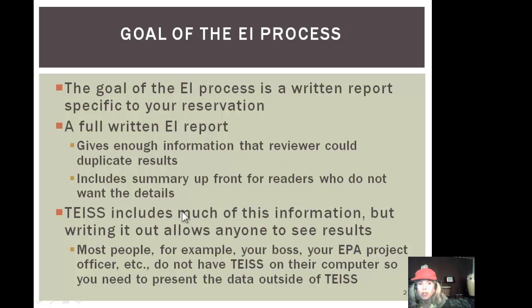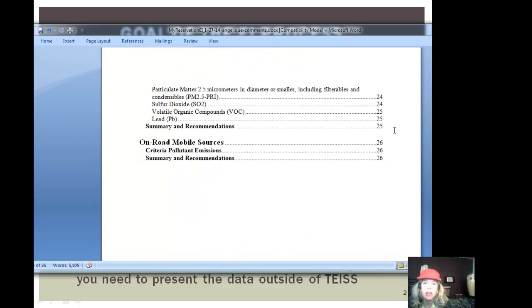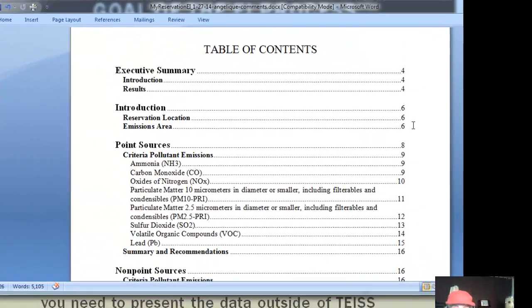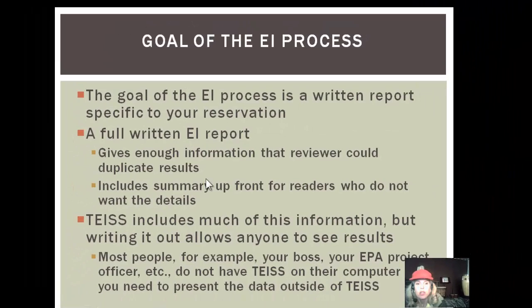You want to include a summary up front. Even if you look at the emissions inventory report that Angelique put together, it is not extremely long, but you could see it has a lot of headers. So it has an executive summary, and then it gets into these various sections that we'll talk about. You want to ensure that the people who need to understand sources of air pollution can understand your report, and obviously, unless they have TEISS installed on their computer, they're not going to be able to see what you see.